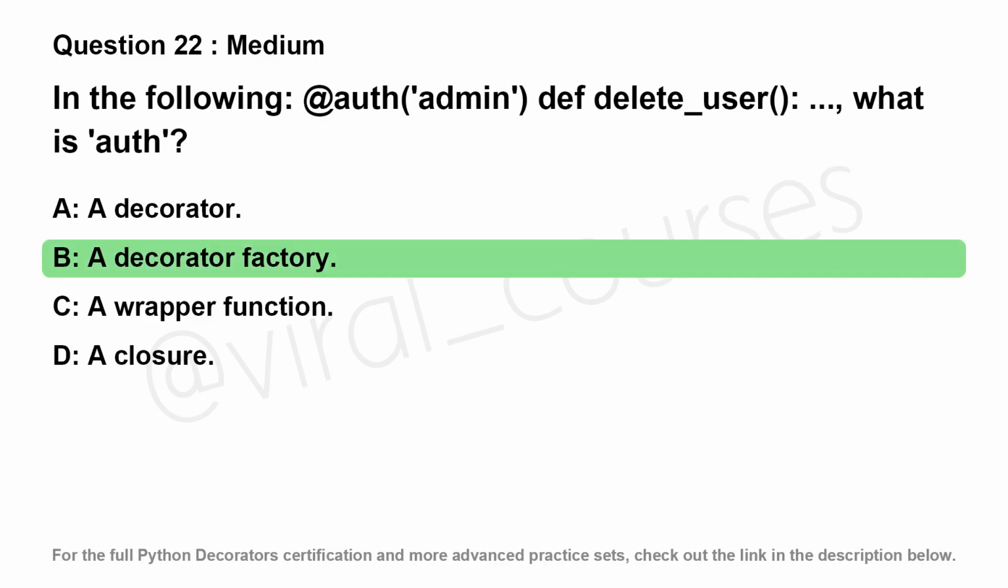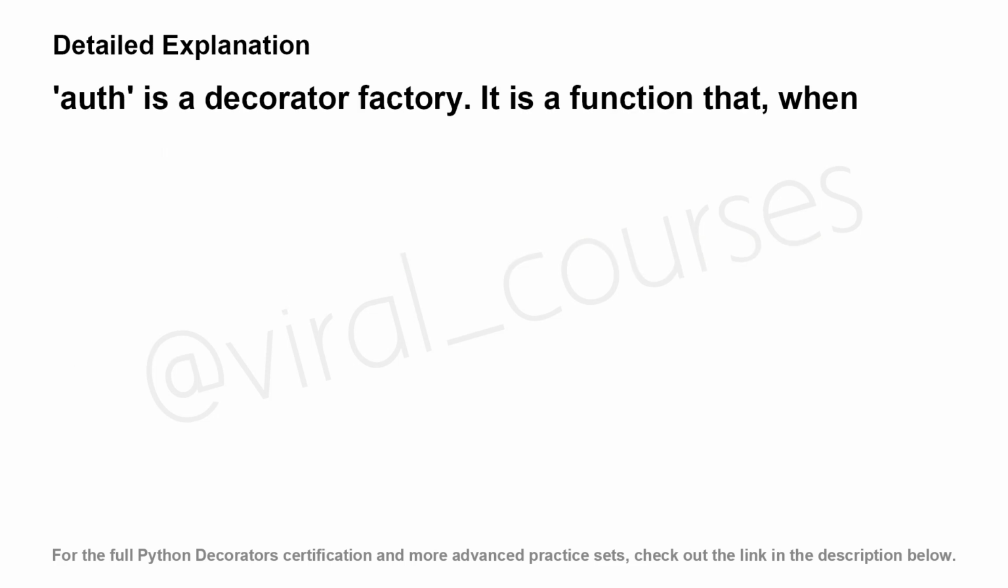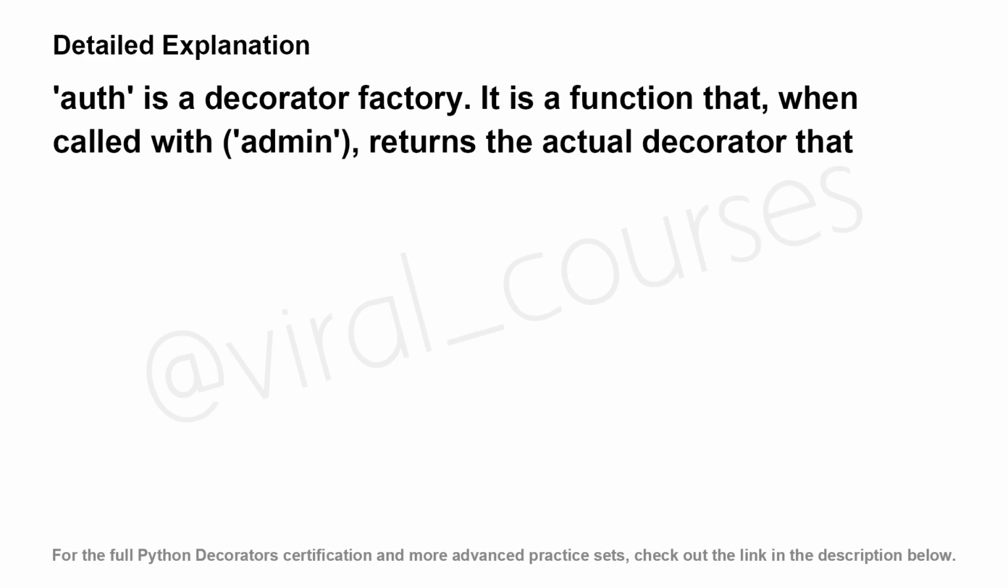The correct answer is B. auth is a decorator factory. It is a function that, when called with 'admin', returns the actual decorator that will be applied to delete_user.